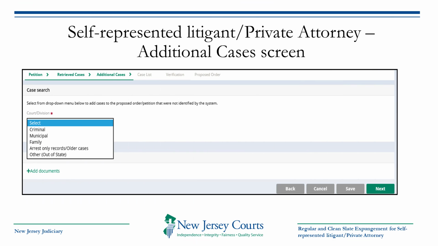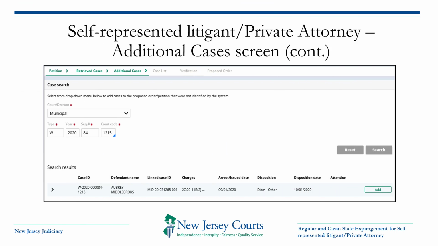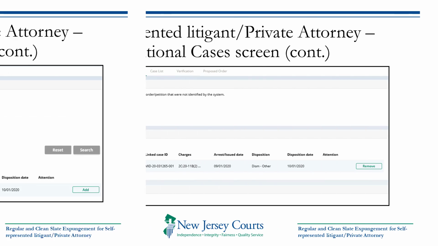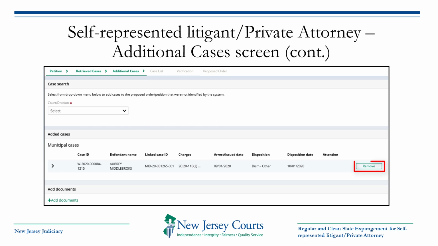The next screen after you've reviewed and retrieved cases is the Additional Cases screen. This screen provides options to add additional cases that were not systematically retrieved to the petition and/or proposed order. To conduct a system search for a specific case, select Criminal, Municipal, or Family from the Court Division drop-down menu. Enter the required data in the fields that display, and click Search. To remove your result and start over, click the Reset button. To add the case to the petition and/or proposed order, click Add. To remove an added case, click Remove.